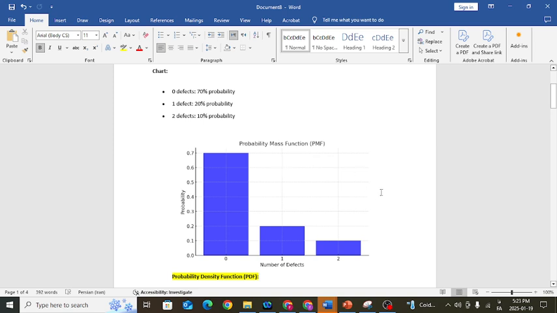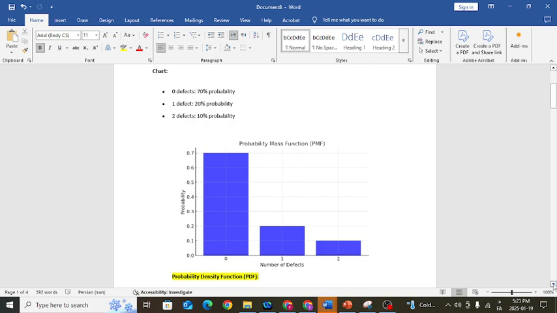So this is one tool in statistical application software that you can use for this kind of result for your production and for the quality of your product.